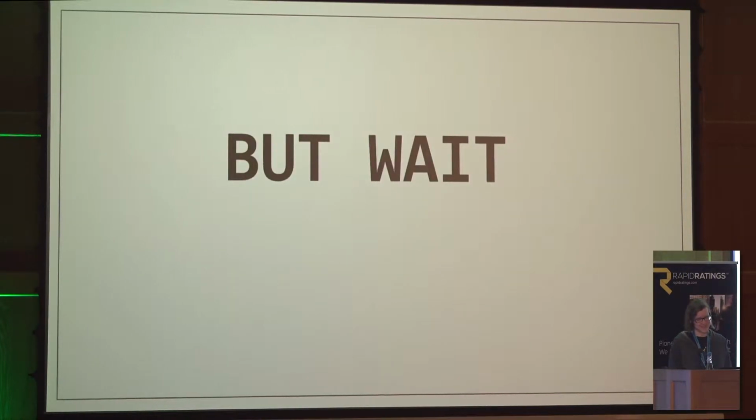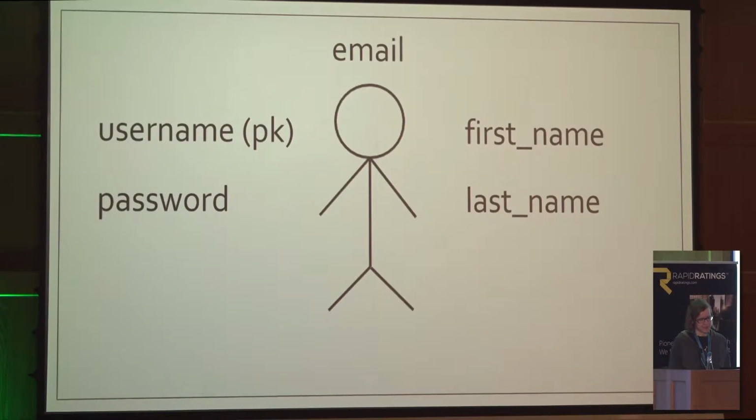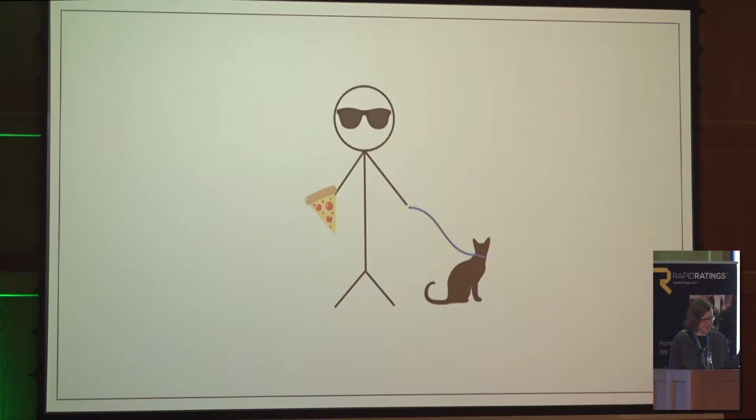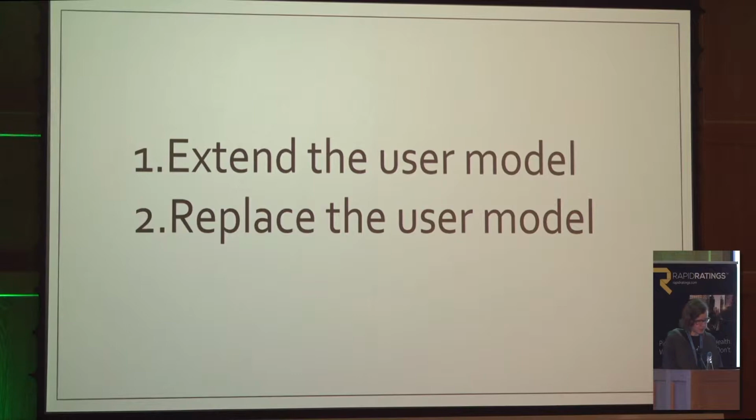But wait, you might be saying, Django's idea of a user model is different from mine. I don't want my user to look like this. That's boring. I want my user to look like this. Well, luckily, Django has left us some ways to customize the user model. There are quite a few ways to do this, but I'll talk about two of the most common ways, which I think are usually very useful. These are extending the user model and replacing the user model with a custom one. So one of these is very easy to do, the other is slightly less easy to do, but both are great ways to customize the user model.